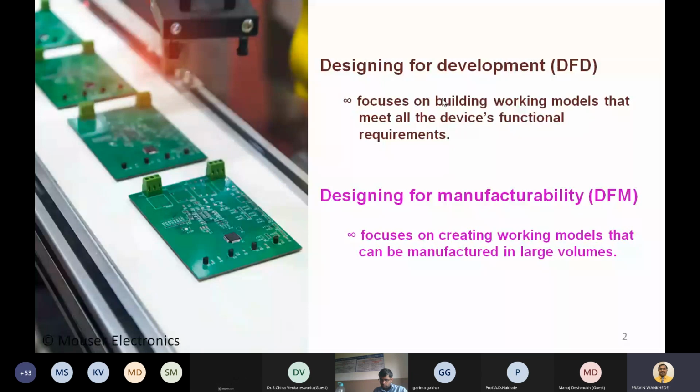Generally we don't think about which type of hardware is needed for this product. You directly start developing your product with the available components. Due to this, when you go to designing for manufacturability, there is a possibility that the components available in your design for development phase may let you manufacture it, but the cost associated with that may increase. So what is DFM? That is designing for manufacturability.